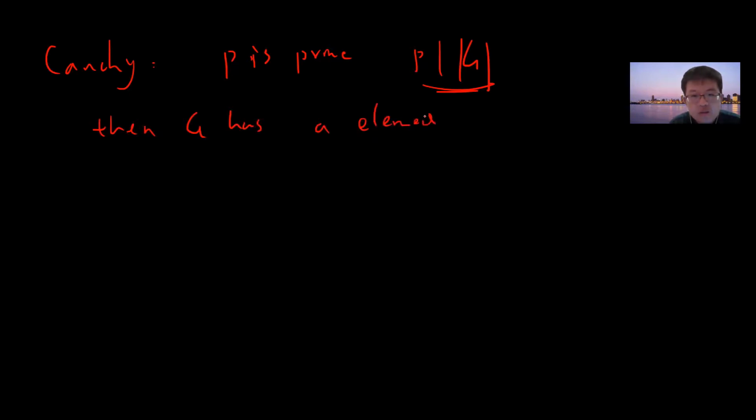So P is prime, and P divides the order of G. Basically, you have some finite group, and P is a divisor of its order. Then G has an element of order P. Basically, you can find an element X belonging to G such that X^P is the identity.